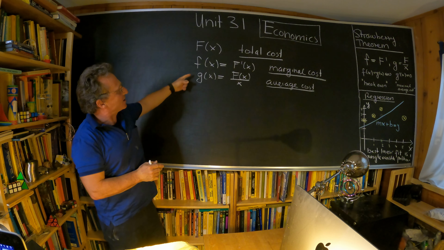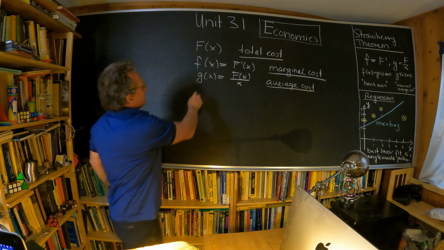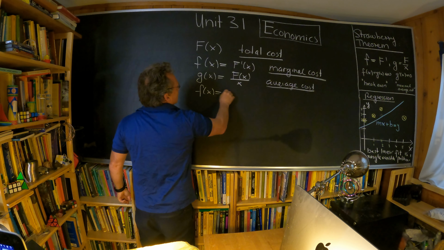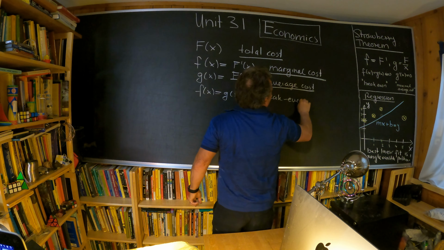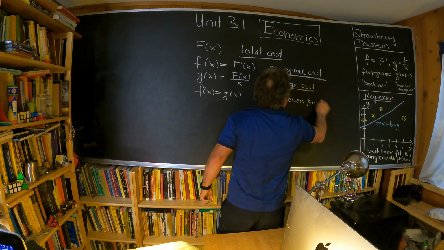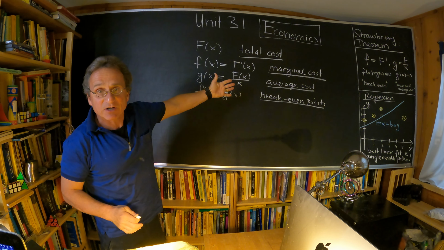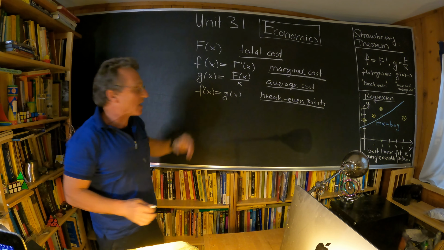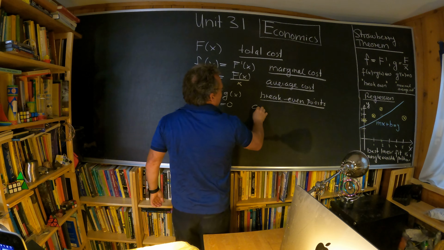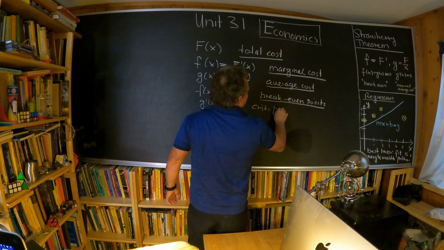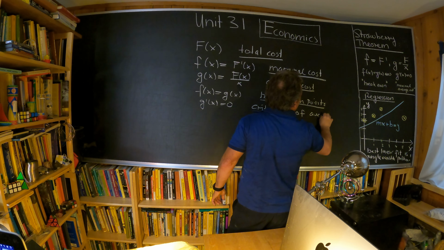Economists are interested in the break-even points. So f of x is equal to g of x. These are called break-even. And of course, we have also critical points. The critical points of the average cost, that's something we are interested in. We want to maximize. So g prime of x is equal to 0. So these are critical points of the average cost.